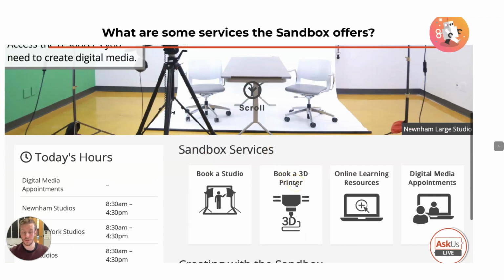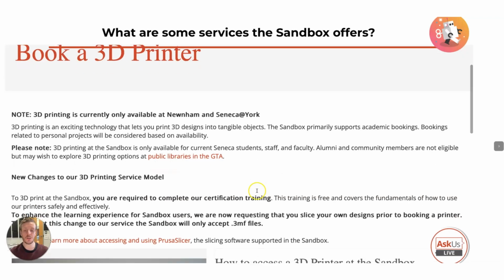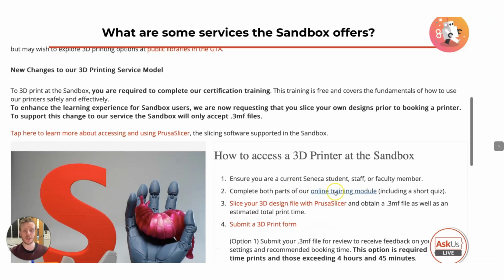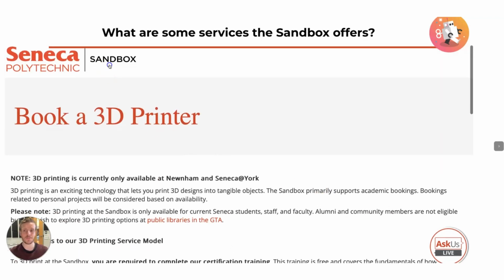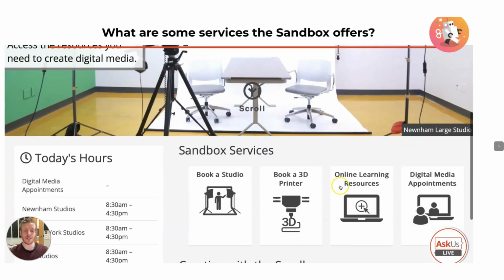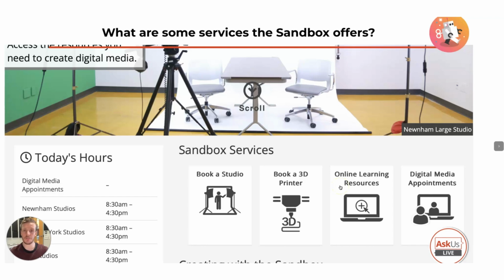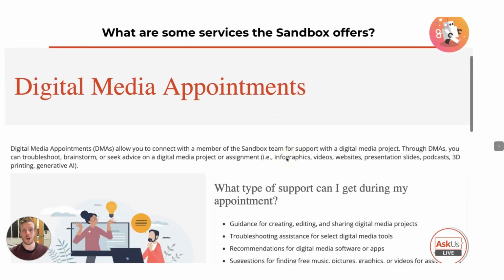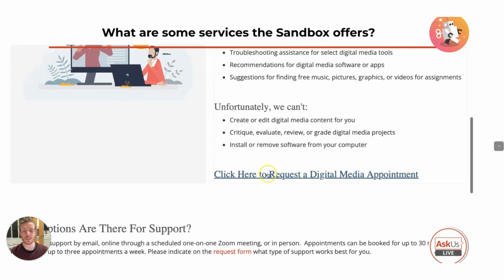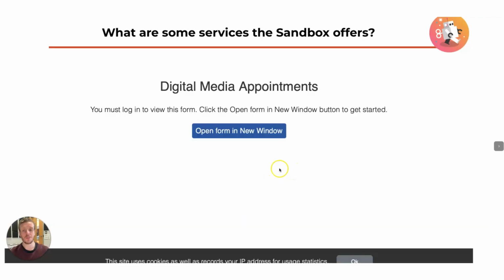Now, before you can book a 3D printer, we do request that you complete a quick training module. And once you do, you'll be able to book a 3D printer in our spaces. Also, you can access our online learning resources right next to the 3D printer. And also you can access our digital media appointment service that I just talked about. Here, you'll be able to learn all about this service and request it by clicking here. There's a couple of questions that we ask for some information before you can book a digital media appointment, but it's very easy to do so.